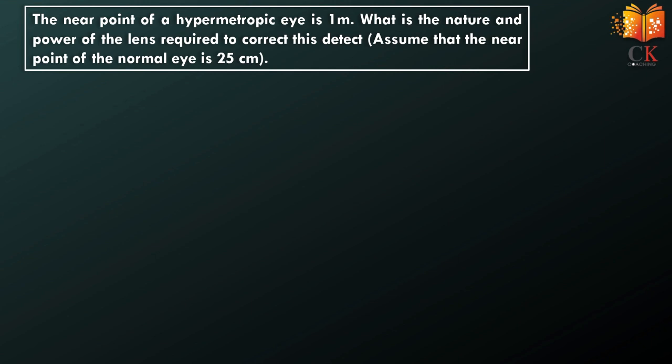The question says the near point of a hypermetropic eye is 1 meter. What is the nature and power of the lens required to correct this defect? And it has been given to assume that the near point of the normal eye is 25 cm. In the case of hypermetropia, V will be the near point of the hypermetropic eye. So here the near point of the hypermetropic eye is given as 1 meter, so that will be V. For U, if nothing is given, then we'll take the near point, which is 25 cm, of a normal human eye. If it is given, then we will take it as per the data. In this case, it is stated explicitly: assume that the near point of our eye is 25 centimeter.